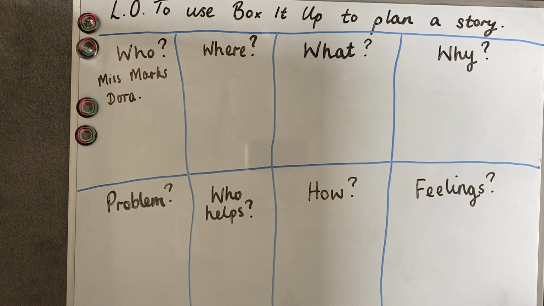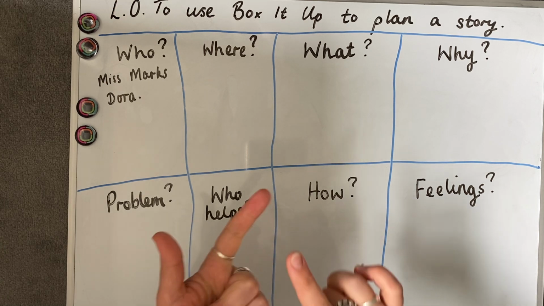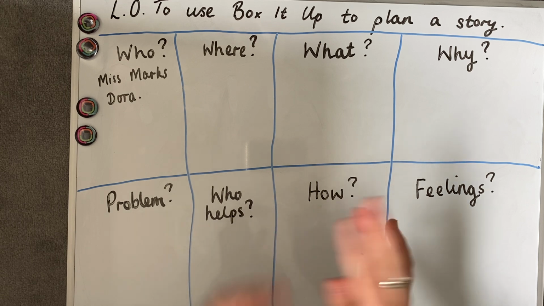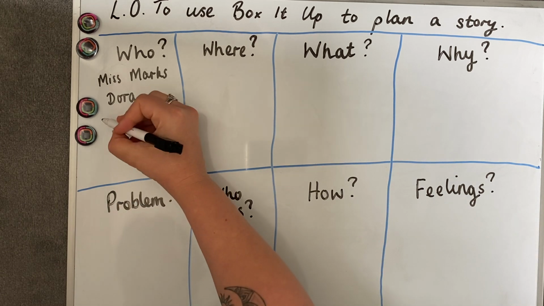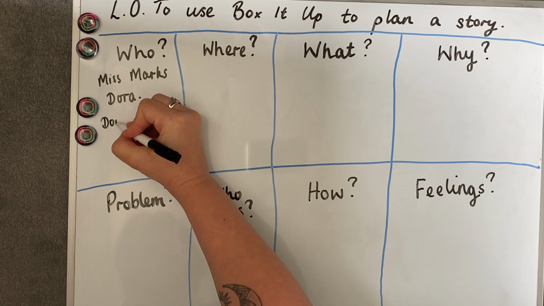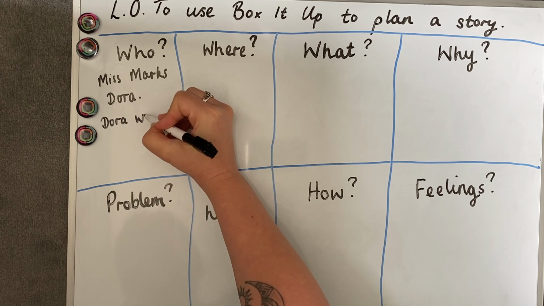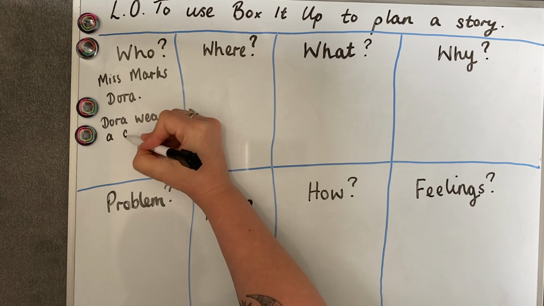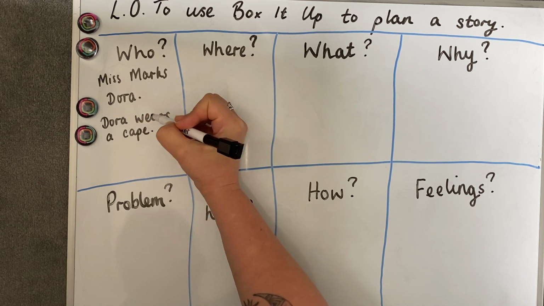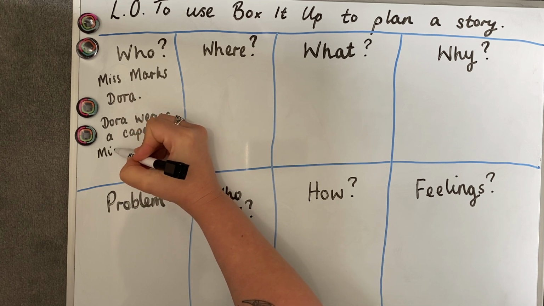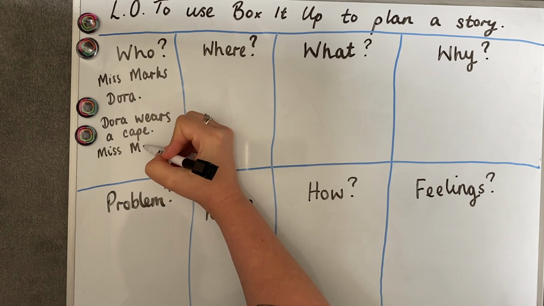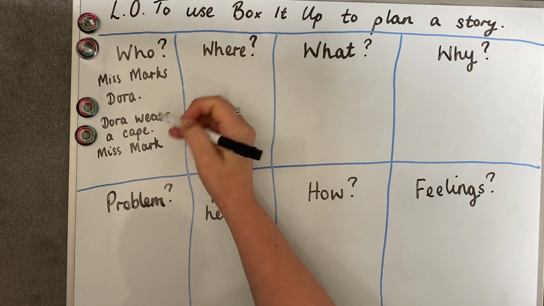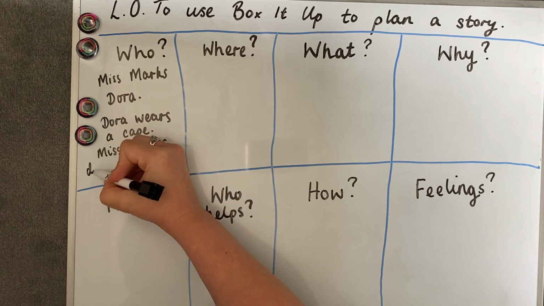Now, what ways can we describe those two characters? You might want to describe how they look or how they act, how they feel, okay? I'm going to say that Dora wears a cape and Miss Marks dresses as a spy.